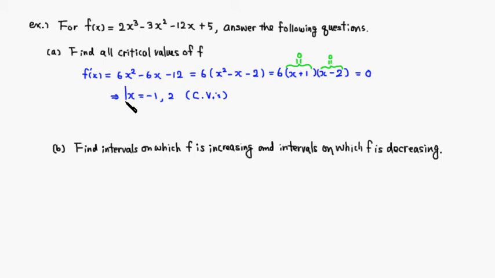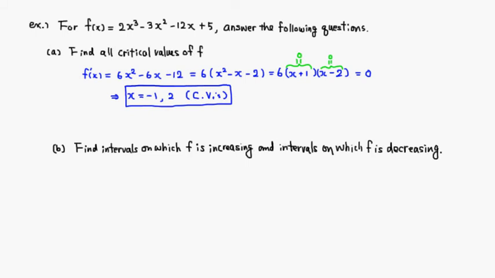So that's part A, just finding the critical values. Now let's do part B. We want to find the intervals on which f is increasing and also the intervals on which f is decreasing.